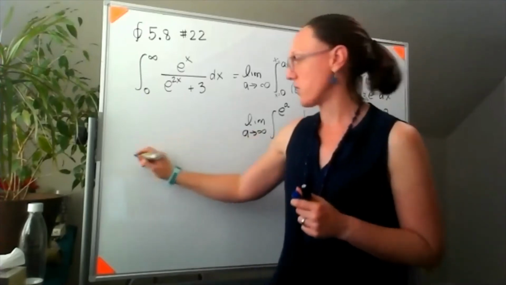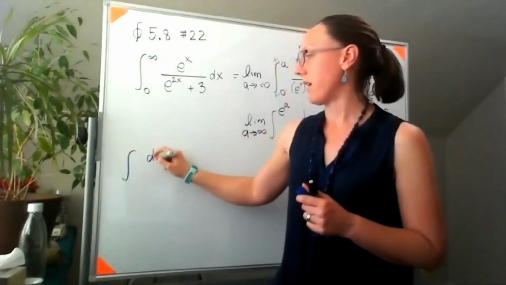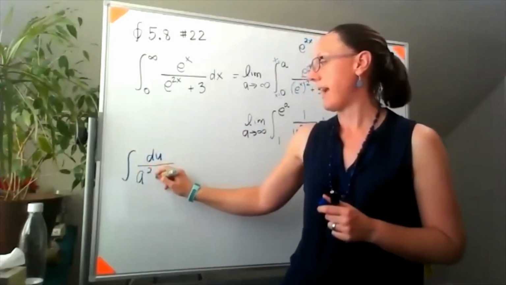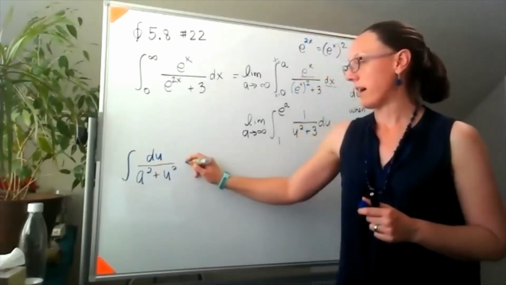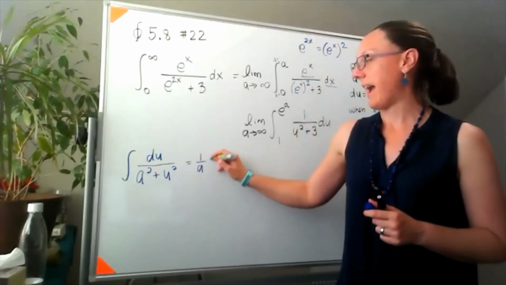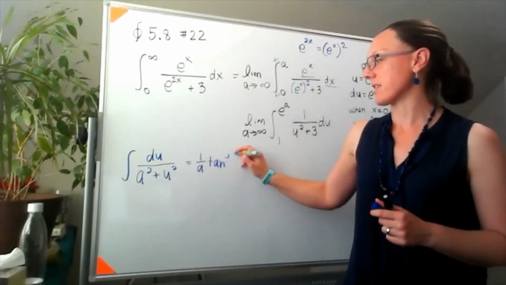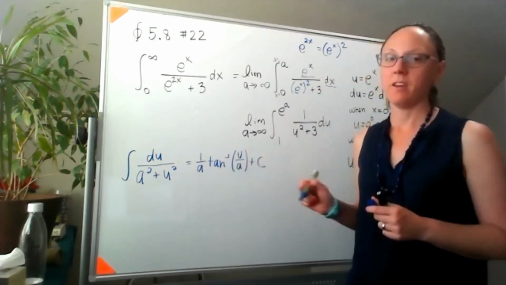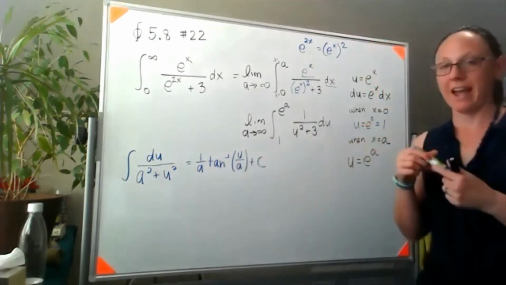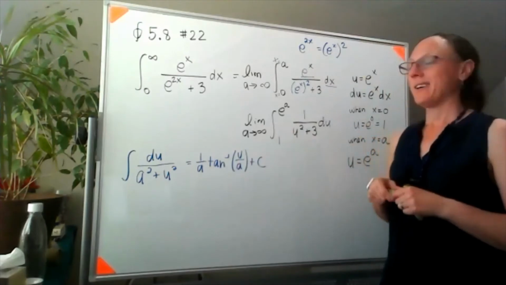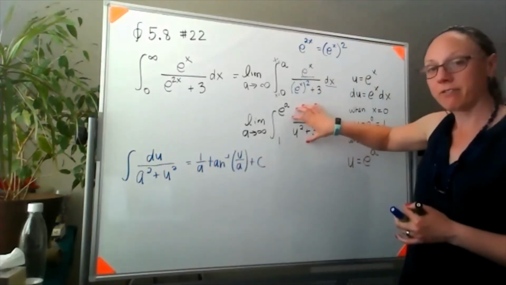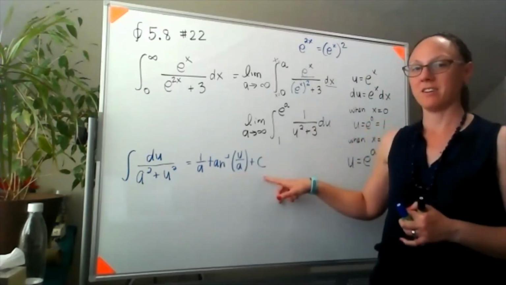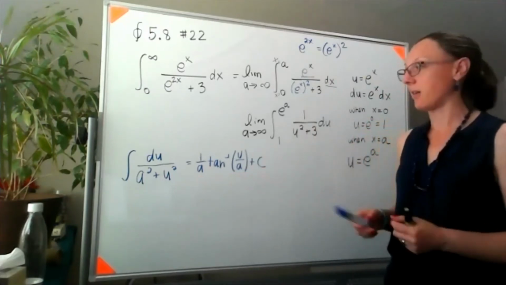The generalized form for something that looks like du over a squared plus u squared is 1 over a tan inverse of u over a plus c. And that's the generalized form that I choose to memorize so that I can go straight from something that looks like this to something that looks like this.